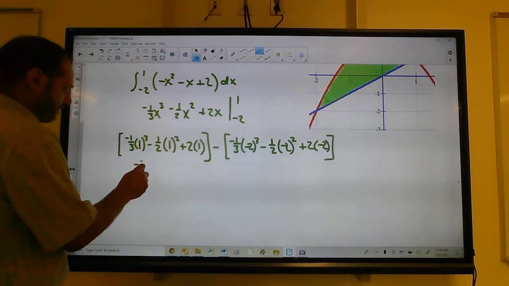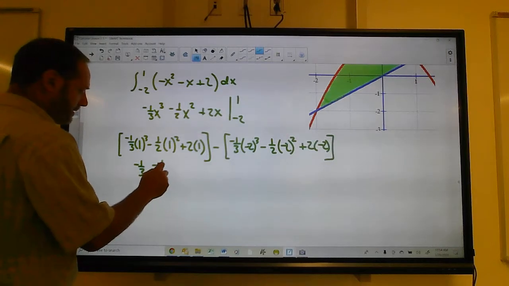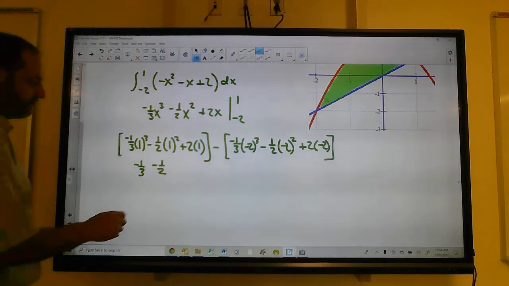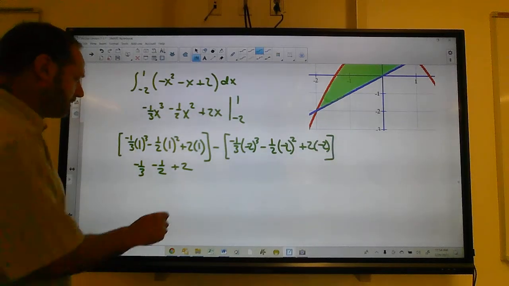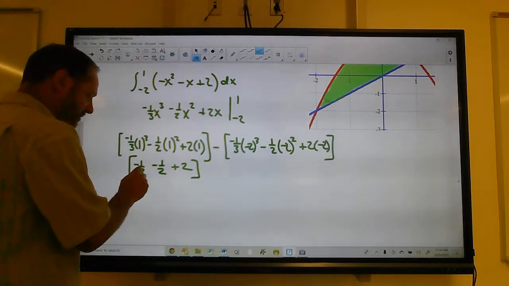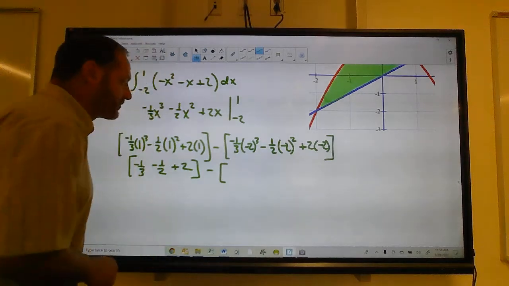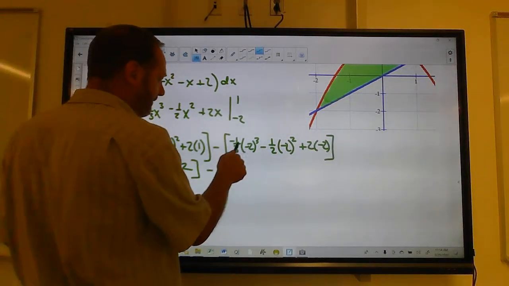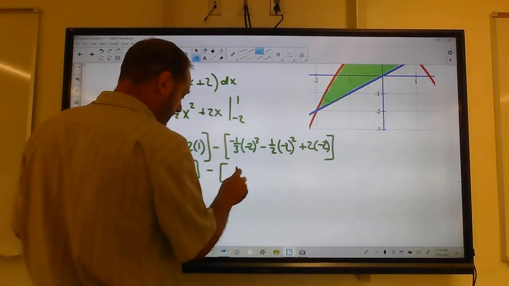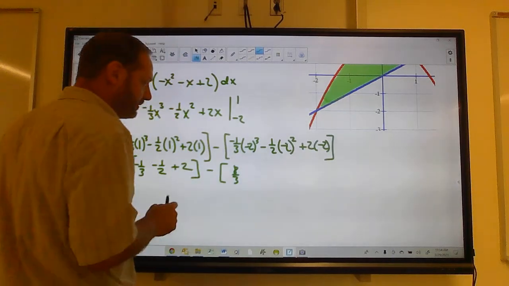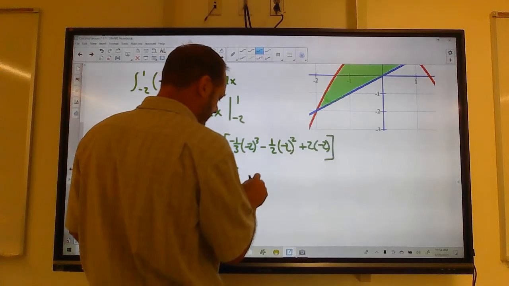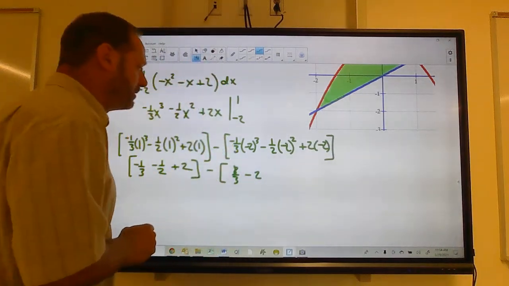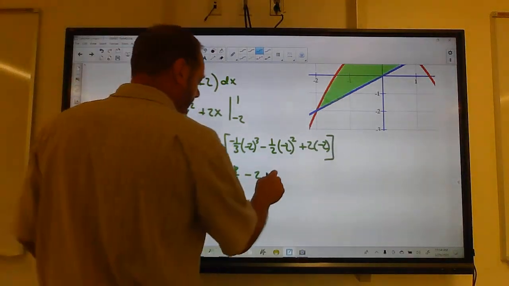Again, this is -1/3 - 1/2 + 2. And then we're going to subtract. Negative 8 times negative 1/3 is positive 8/3. 4 times negative 1/2 is negative 2. And then minus 4.